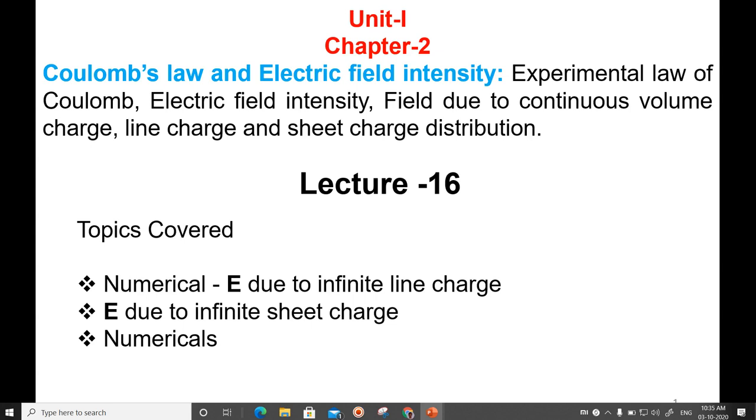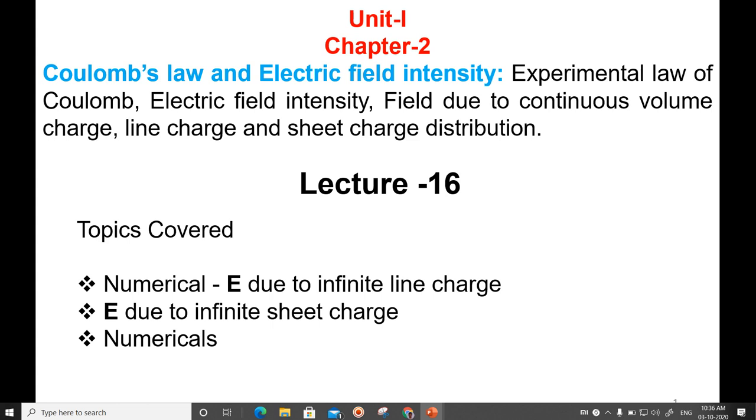Good morning, students. In the previous lecture, we have seen the electric field intensity due to infinite line charge, and we have solved few numericals. Today, one of the numerical is left out, so we will solve that also. And next, we'll move to the electric field intensity E due to infinite sheet of charge, right? And we'll see few numericals.